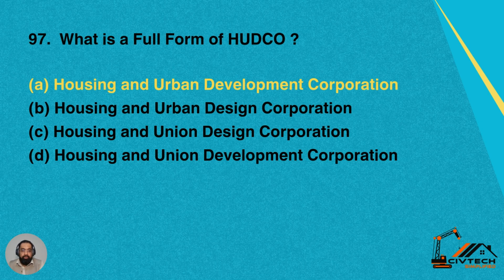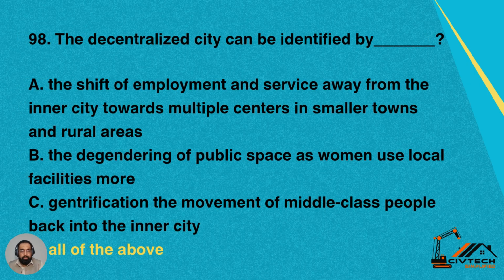Then we have question 97. What is a full form of HUDCO? Number A, Housing and Urban Development Corporation. B, Housing and Urban Design Corporation. C, Housing and Union Design Corporation. D, Housing and Union Development Corporation. Option A is correct. HUDCO is Housing and Urban Development Corporation.